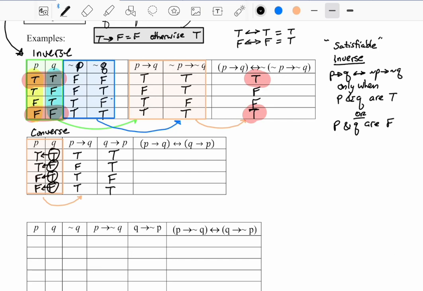And again, when we look at the biconditional, so now I'm comparing these two columns. When I look at the biconditional, I'm just looking to see if the truth statements are the same. If they're the same, we say true. If they're opposite of one another, then we say false. So we have true, false, false, true. All right. So we actually have the same satisfiable circumstances here.